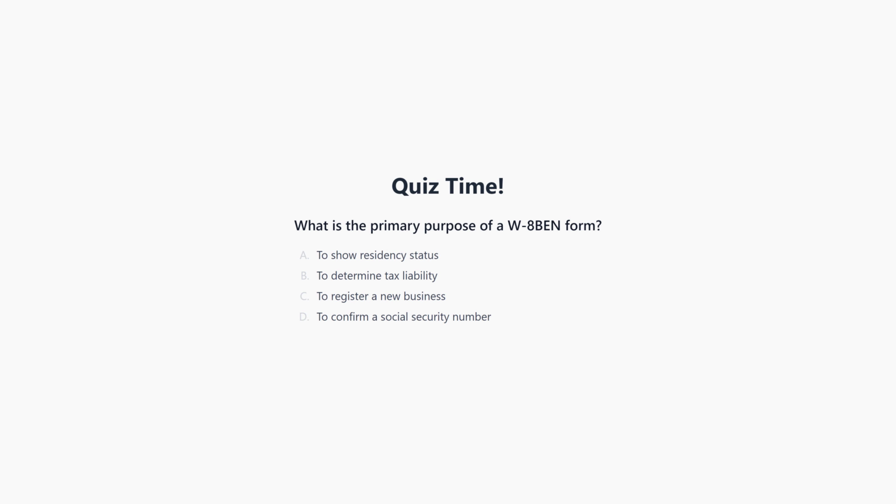Quiz time. What is the primary purpose of a W-8BEN form? Is it A, to show residency status, B, to determine tax liability, C, to register a new business, or D, to confirm a social security number? Pause the video now to think about the answer. We will discuss the answer in the next section of the video.